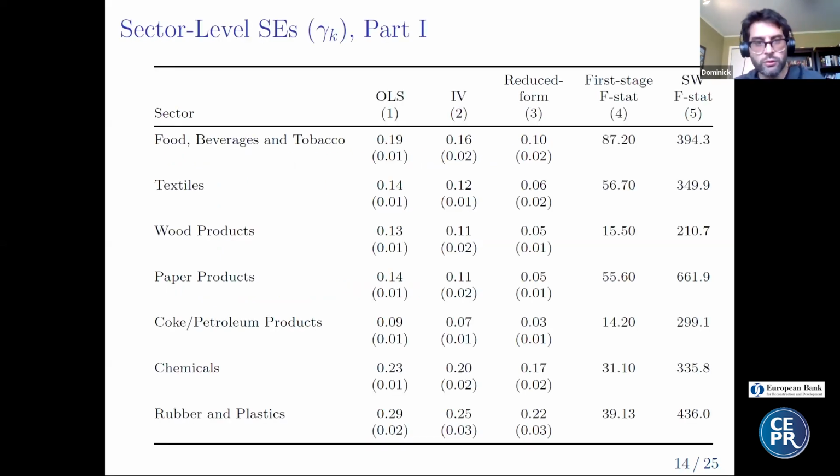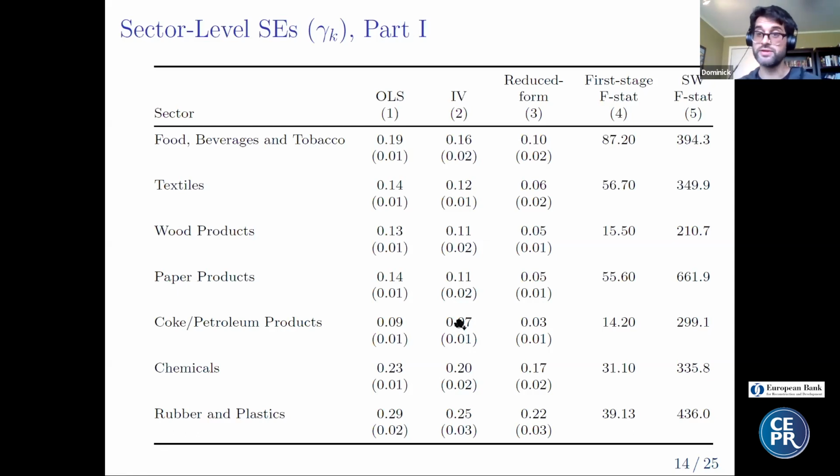Okay, the moment you've been waiting for. These are the estimates. Forget about columns 3 through 5, and let's focus on columns 1 and 2. Here in column 1, we have the OLS estimates, and this is part 1 of the table. And here we have the IV estimates. And so scale elasticities are non-zero; they tend to be bounded away from zero with a 95% confidence interval.